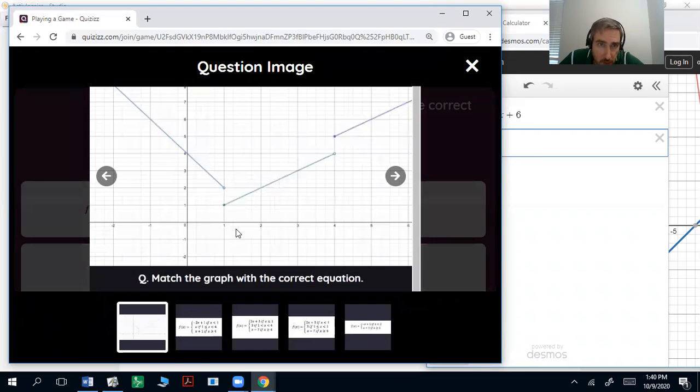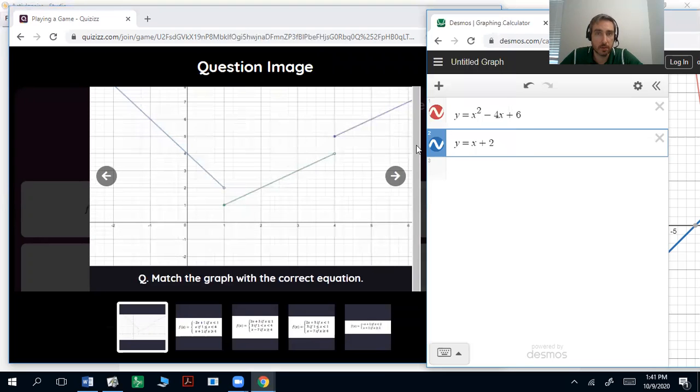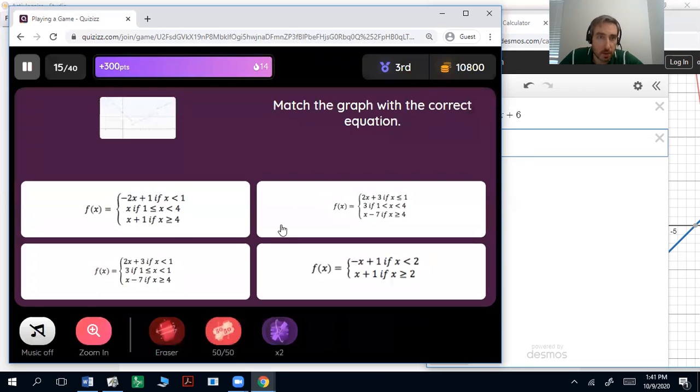Now, looking for the middle one, it's between 1 and 4, but it's including 1, but not including 4. So it's going to be greater than or equal to 1, but less than 4. So greater than or equal to 1, less than 4.